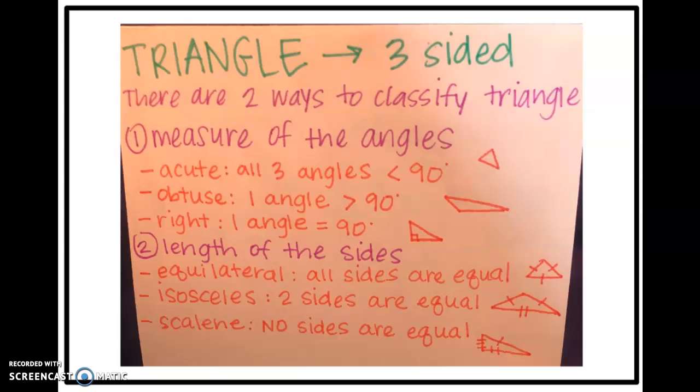So starting off with something we all know, a triangle. It has 3 sides, and there are 2 ways that we classify triangles. One, based on the measure of the angle. So we have an acute angle, we have an obtuse angle, and we have a right angle. And then we also classify triangles based on the length of the sides. So if it's an equilateral, if it's an isosceles, if it's a scalene, these are all types of triangles, but the polygon is a triangle with 3 sides.